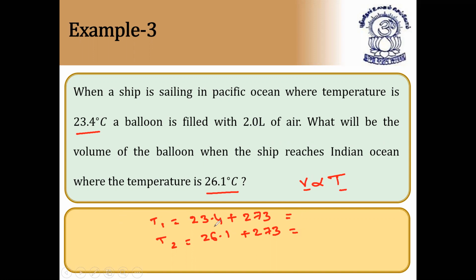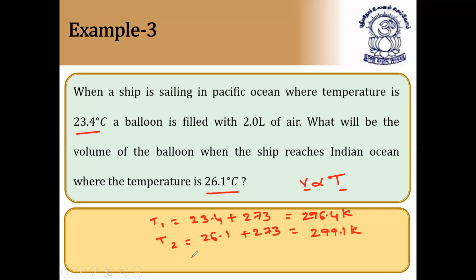So T1 is equal to 23.4 plus 273, T2 is equal to 26.1 plus 273. So you'll get the T1 value and T2 value. That is 273 plus 23.4 is how much? 296.4 kelvins. And 26.1 plus 273 is 299.1 kelvins.